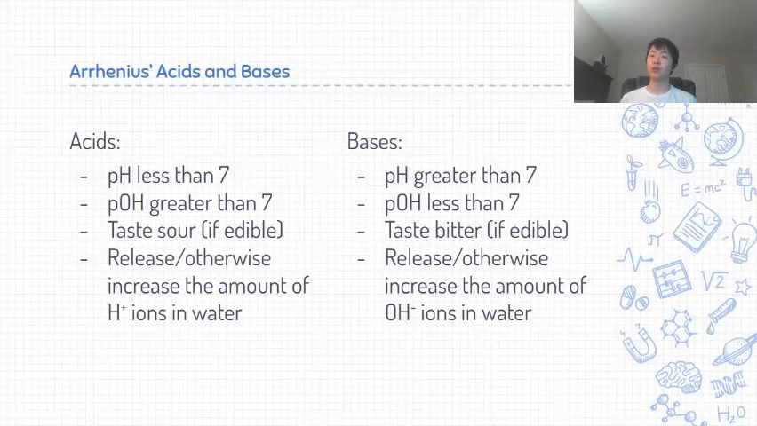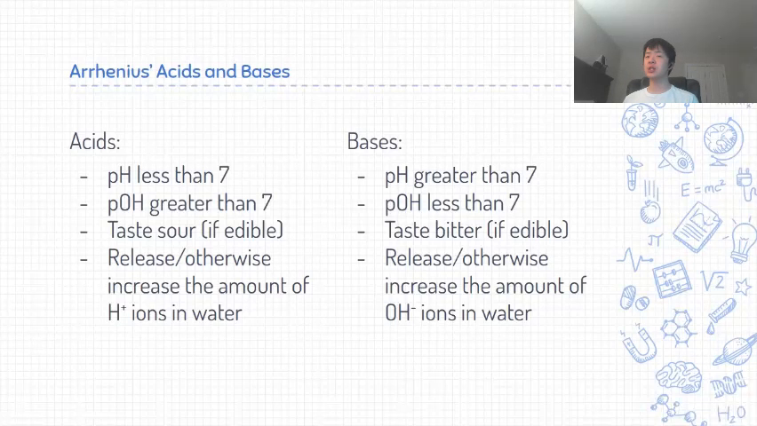So this guy named Arrhenius, many hundreds of years ago, came up with a few things that make them different. Acids are substances that have a pH less than 7 and a pOH greater than 7, whereas bases are the opposite. So their pHs are greater than 7 and their pOHs are less than 7. Now, what this means, we'll get to in a bit, but just remember that for now.